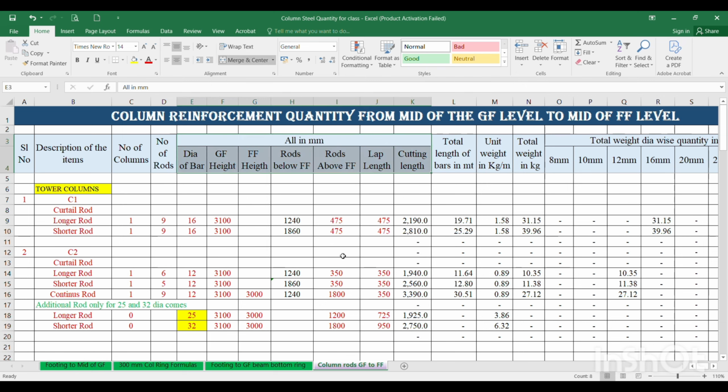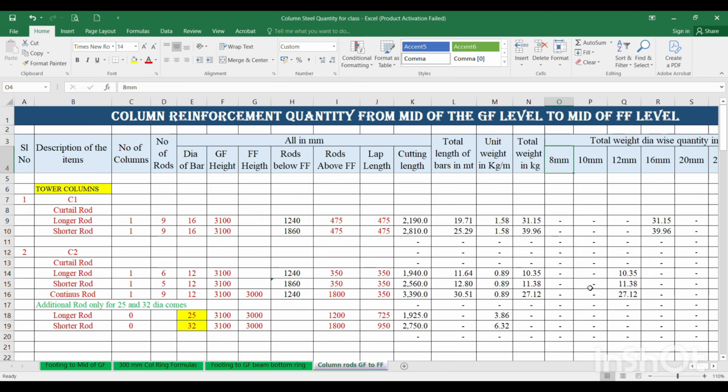We are going to enter these in this BBS calculation. Next, total length of the bar in meter; we will change this column into meter. Then unit weight in kg per meter. Then total weight, and total weight dia wise from 8 mm to 32 mm. So in this tabular column there are no big formulas, only calculating the rods above floor level and below floor level with the given coefficients and respective lap lengths. That is the calculation in this.